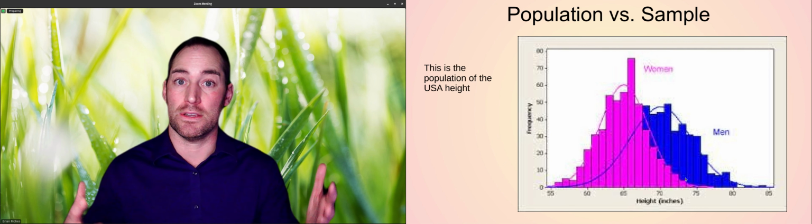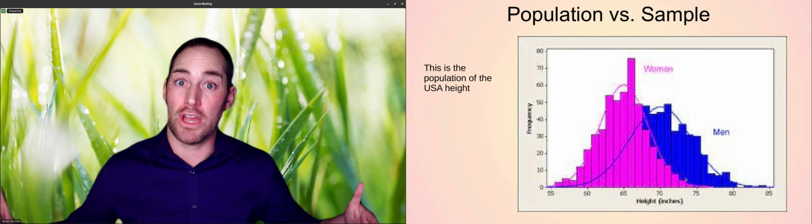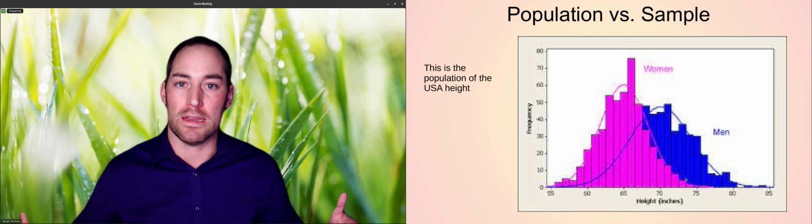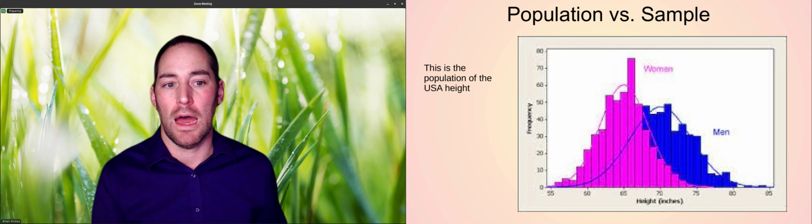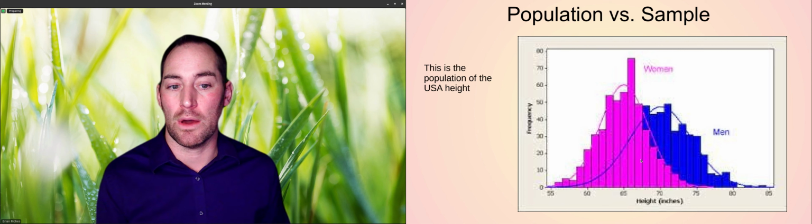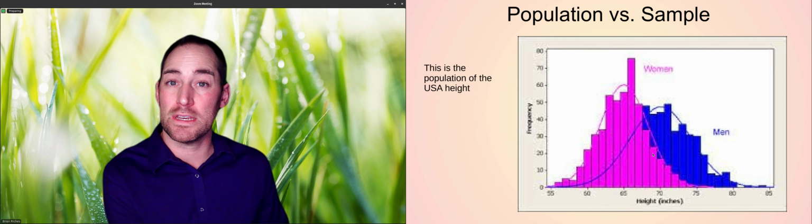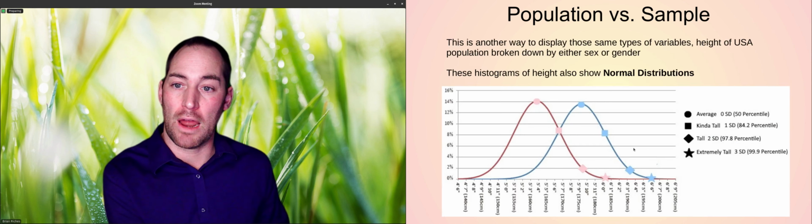You could put these two together and see another general graph for the population without any kind of sex or gender breakdown. But here they've separated those. So you see two different normal distributions. So again, this is a frequency distribution, another way to graph this.